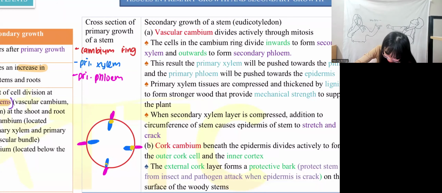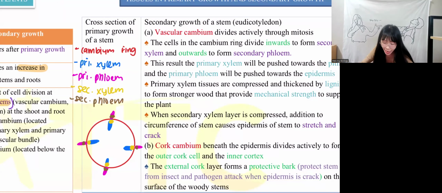This is a correct secondary xylem, the one that grows inward, secondary xylem. Okay, next, let me use this color. What about this? All right, this is a secondary phloem. So xylem grows inside, phloem grows outside.